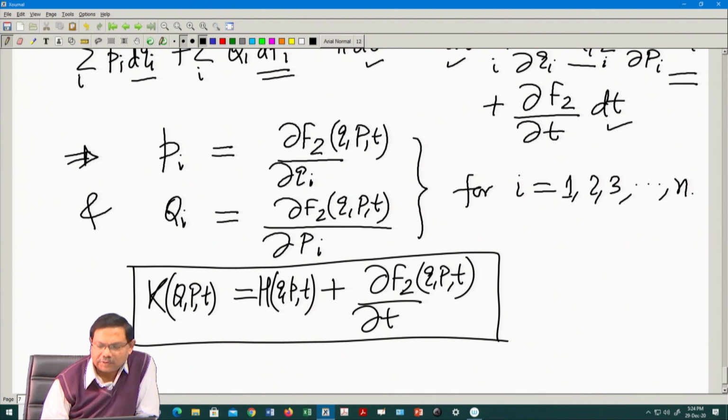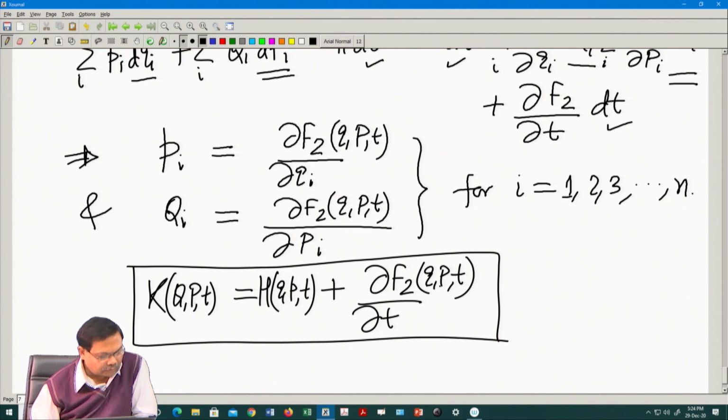So, the first kind of generating function depended on one old generalized coordinate and one new generalized coordinate, and the second kind of generating function depends on one old generalized coordinate, but one new generalized momentum.